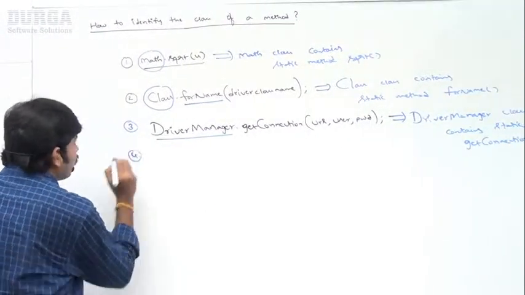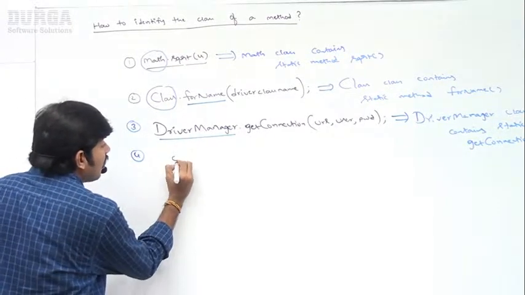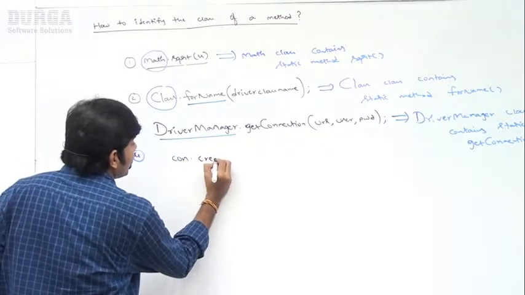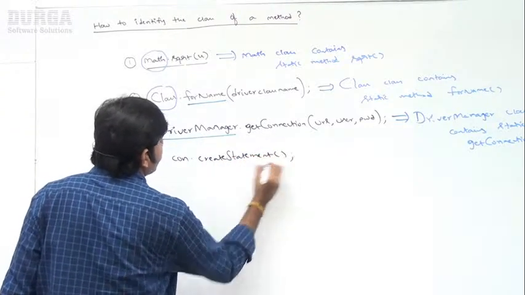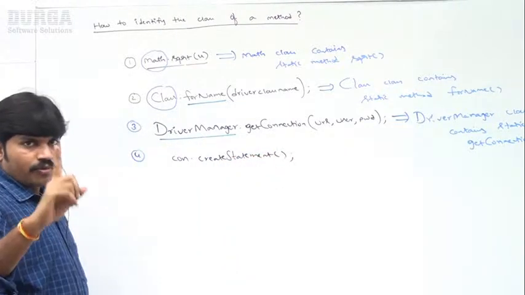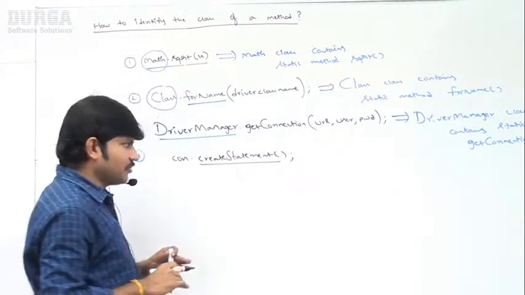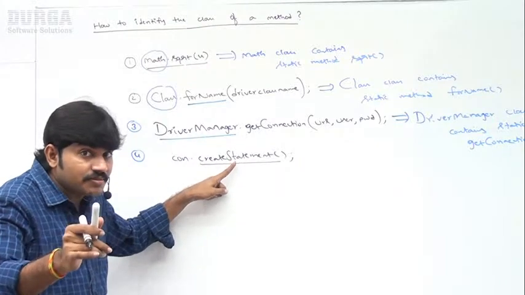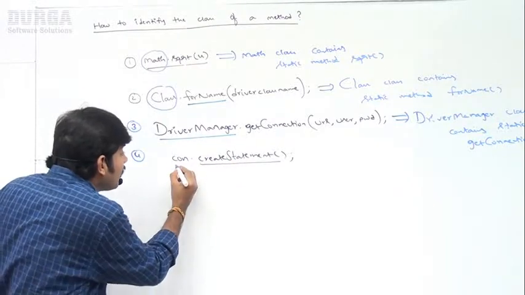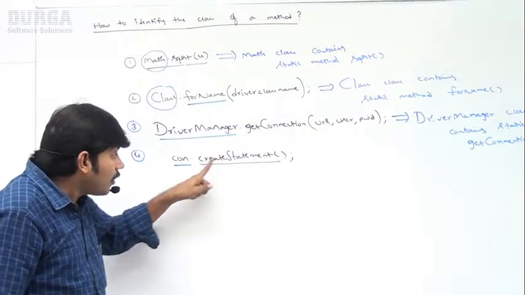Now observe that fourth one, sir. I'm taking con dot create statement. Are you getting? Sir, I used con dot create statement. Point number one: is create statement the static method or instance method? Instance method, because you are calling on object reference. It is not class name. Con is not class name. It is the object reference.